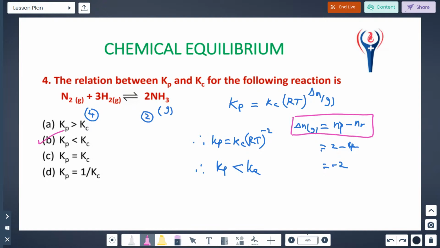Understood? Right. Suppose delta Ng is equal to 0, means what? Kp is equal to Kc. Understood? Are you following? Okay. Right. Next one.